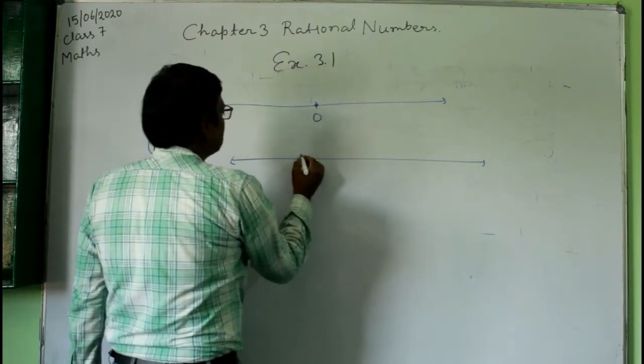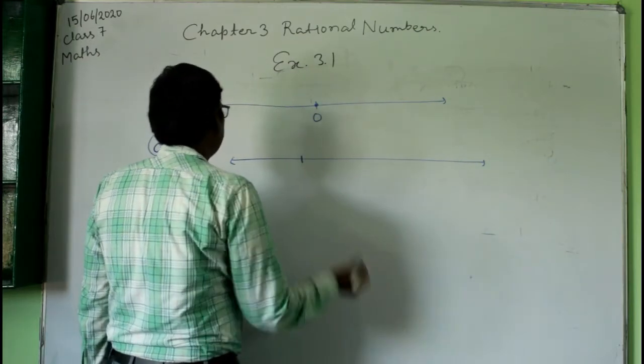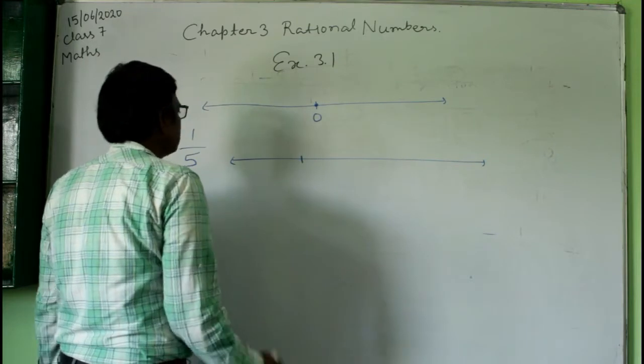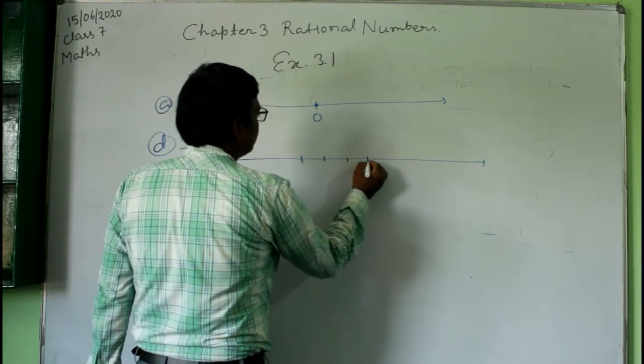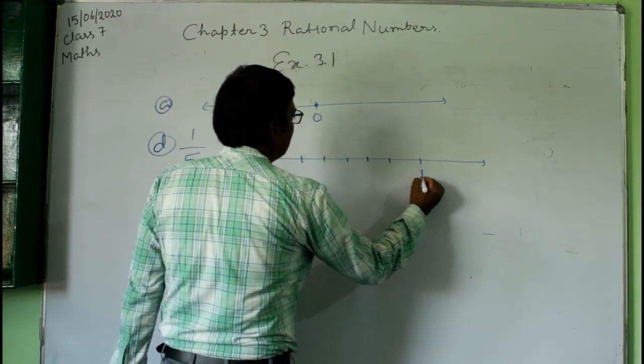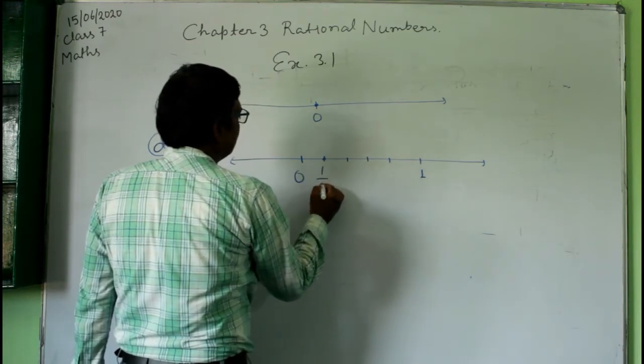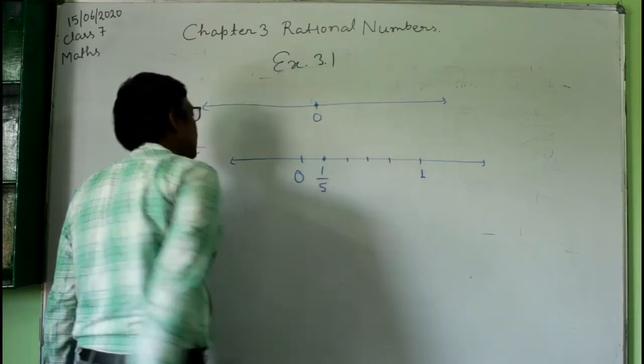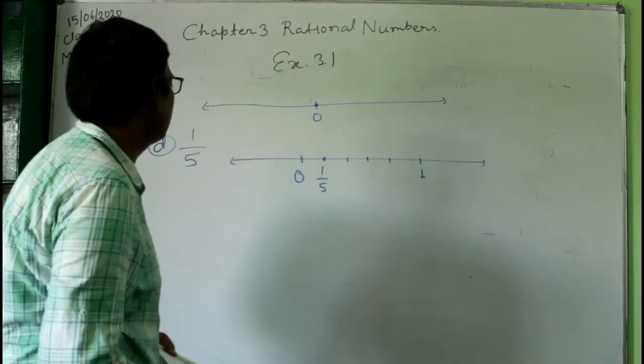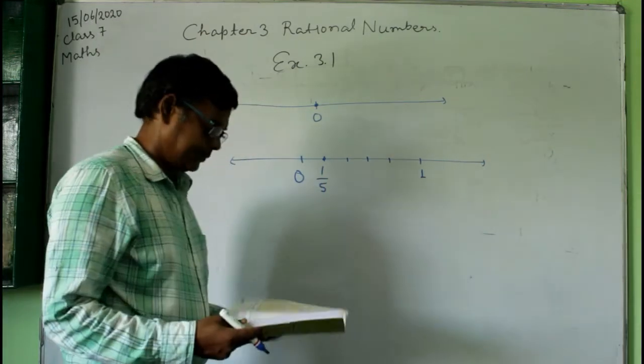So divide the segment 0 to 1 into 5 equal parts because the denominator is 5. So 1, 2, 3, 4 and 5. So this is 1 and this is 0. So this will be 1 by 5 here. This is the location of this number 1 by 5 on the number line.